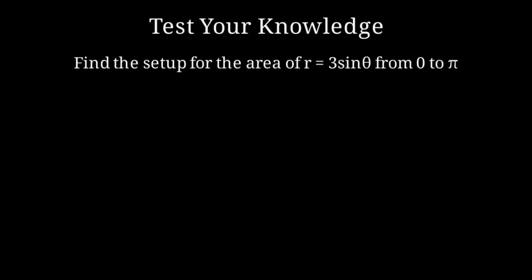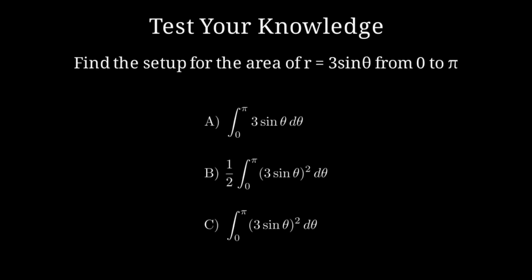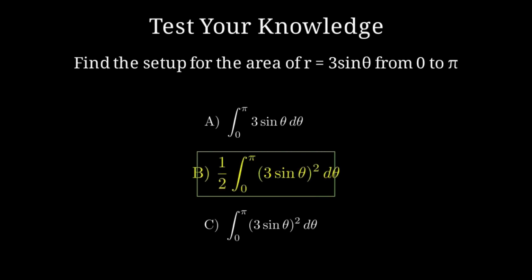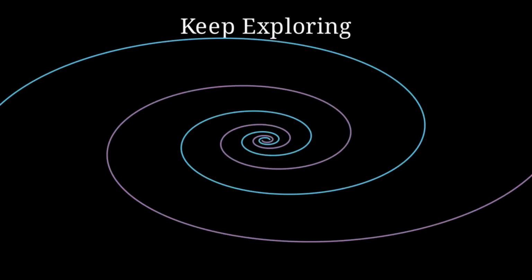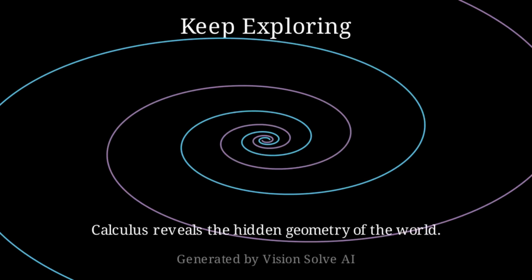Quick check, which integral setup correctly represents the area of the circle r equals 3 sine theta from 0 to pi? If you chose B, you correctly included both the 1/2 factor and the squared radius. Mastering polar area opens the door to understanding complex motion and natural forms. Practice with different r functions to build your intuition.